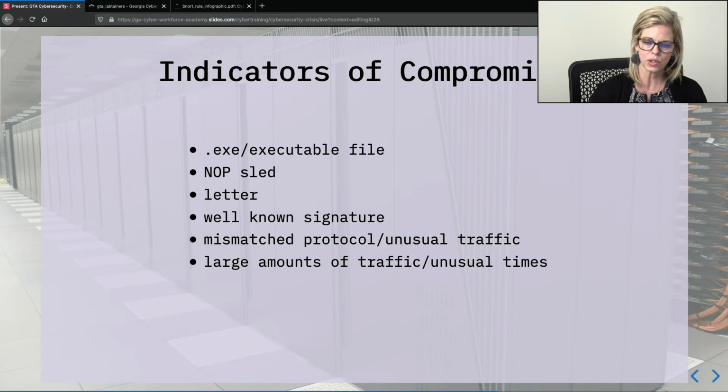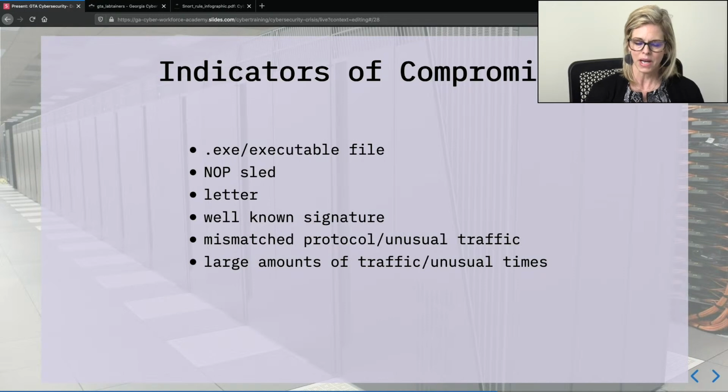So that is what we do when malware propagates through a network. We use the artifacts and the information of that malware to build a signature. And the signature is how we detect and look for that malware in other systems to hopefully mitigate its further propagation. You can also have mismatched protocols or unusual traffic.